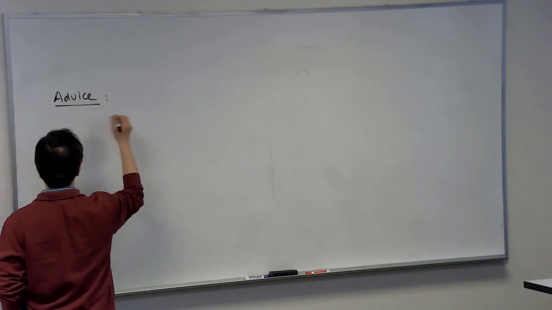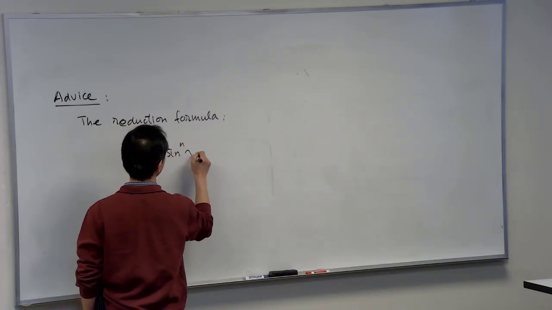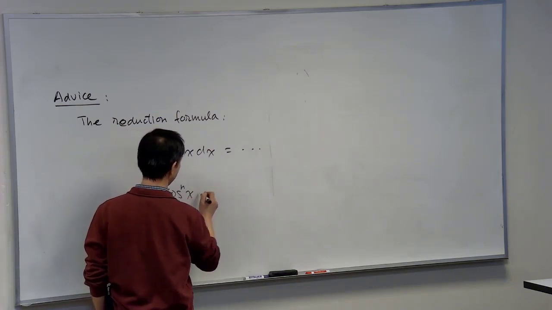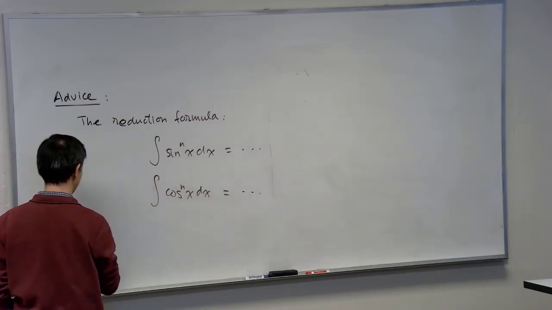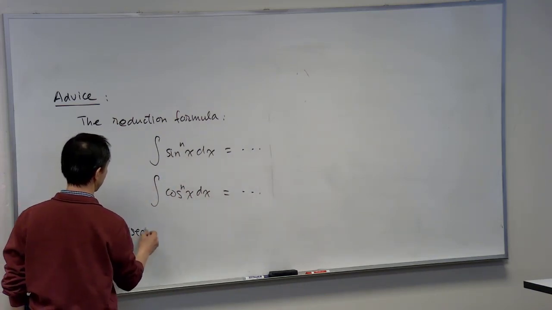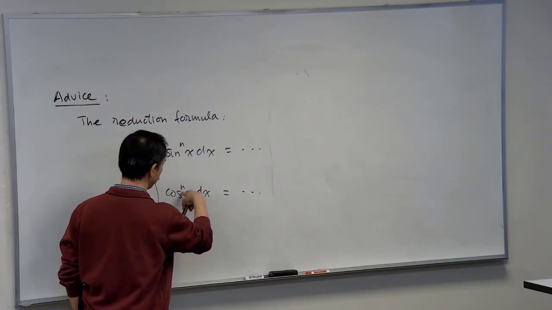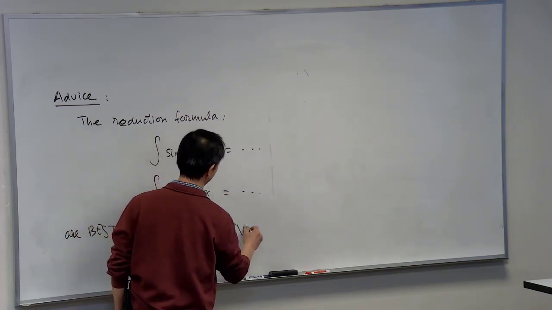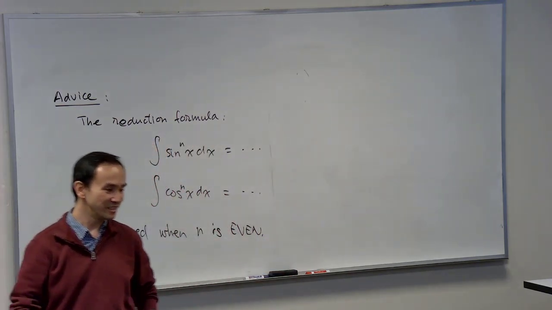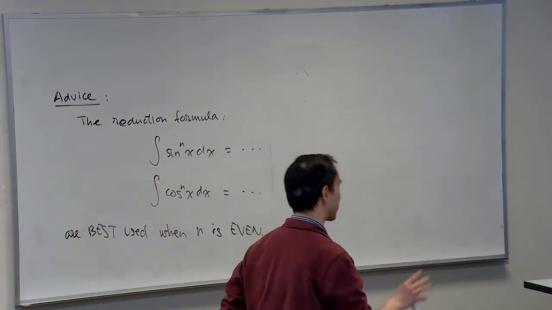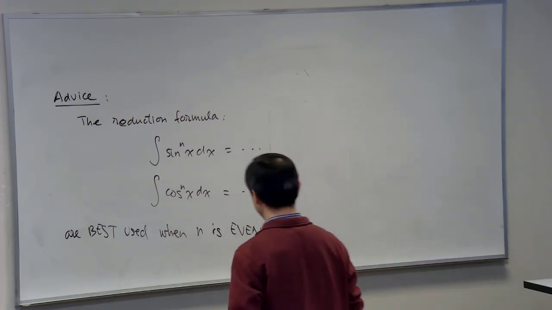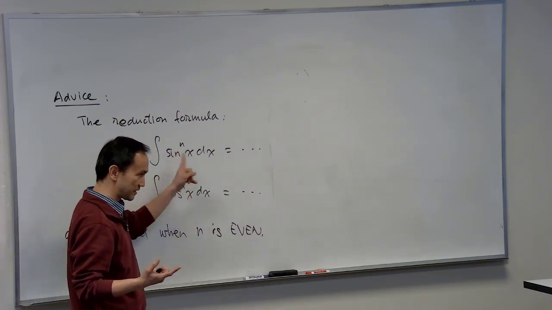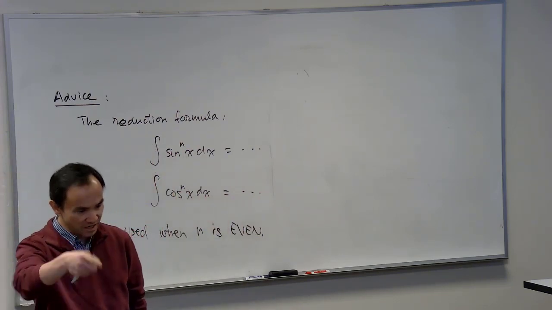The integral of sine to the n of x dx, right? Then I have a formula for that. And then the integral of the cosine to the n of x dx. These two formulas are best used when that power n is even, okay? Because there are other cases where we can use some ordinary method without using that formula. It's just the nature of those trig functions: when the power is raised to an even power like a square, we've got to bring it down to a double angle, right?